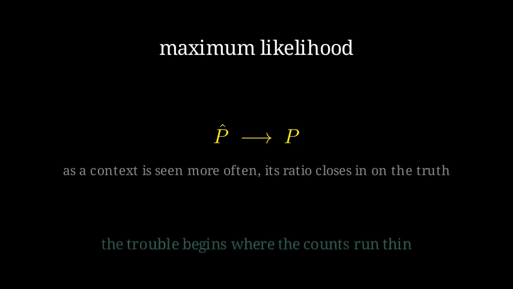Average enough independent outcomes, and the average stops wandering. With 1,000 visits to a context, a count near 600 tells you the odds are close to 60 in 100, and more data only sharpens the estimate. So while the counts stay dense, plain counting is not merely simple, it is genuinely excellent. The trouble begins exactly where the counts run thin.